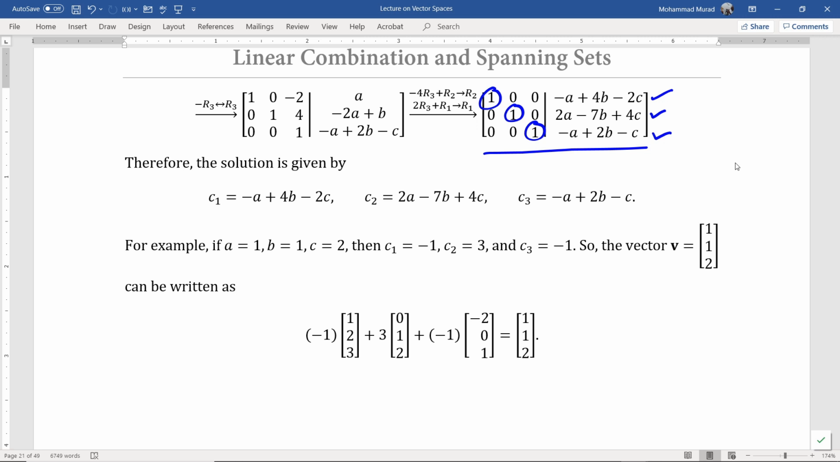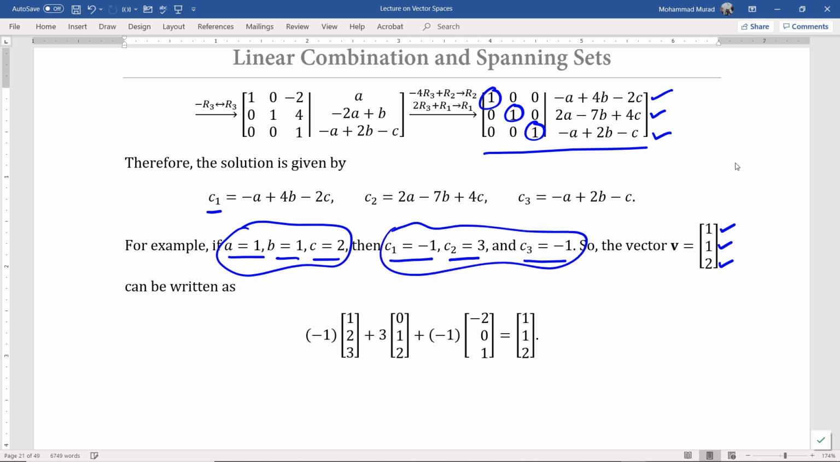For example, if a equals 1, b equals 1, and c equals 2, then we have c sub 1 is equal to negative 1, c sub 2 is equal to 3, and c sub 3 is equal to negative 1. So the vector with components 1, 1, 2 can be written as a linear combination of the given vectors with these coefficients. So c1 times v1 plus c2 times v2 plus c3 times v3 gives the vector with components 1, 1, 2.